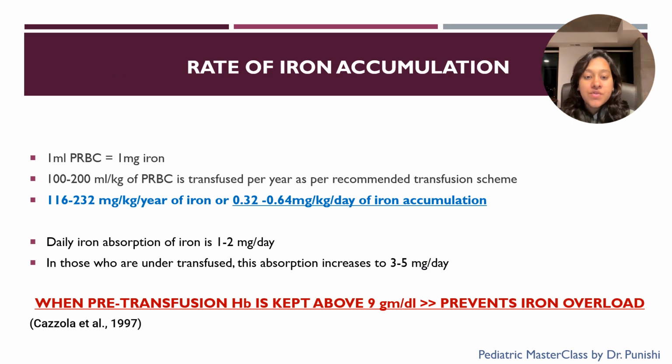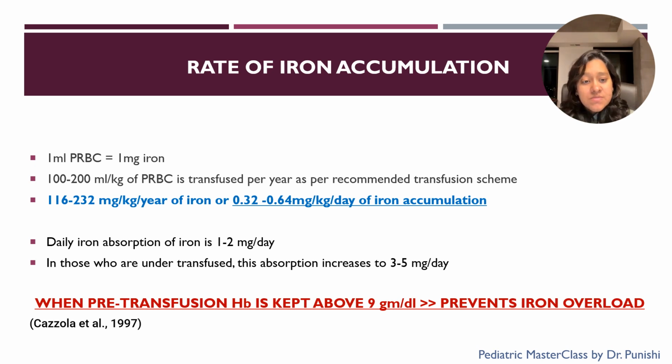So what is the rate of accumulation of iron? There are again two important concepts to consider. The first one is the transfusion dependent thalassemics, where about 1 ml of pure red blood cell transfusion leads to accumulation of about 1 milligram of iron. If you look at the recommended transfusion schedule in these patients, they receive about 100 to 200 ml per kg of pure red blood cells over a year, which leads to approximately 0.3 to 0.6 milligram per kg per day of iron accumulation in these patients.